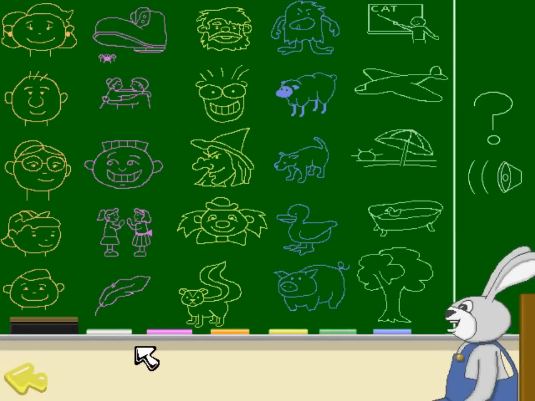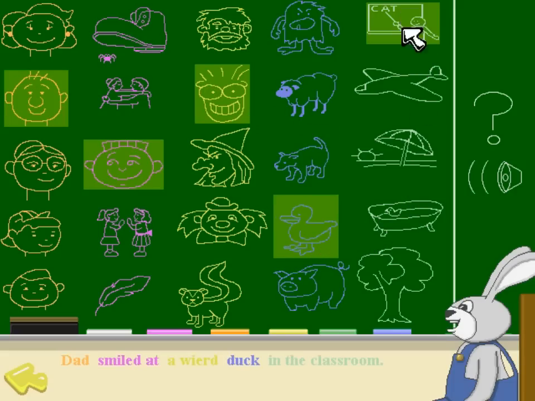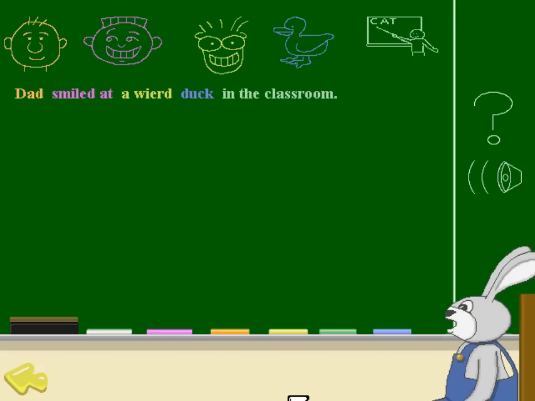Listen carefully to the sentence I'm about to say. Then choose the pictures on the chalkboard that go with the sentence. Click on me to repeat the sentence. Ready? Dad smiled at a weird duck in the classroom. Dad smiled at a weird duck in the classroom. Wow, you did it! Yay!